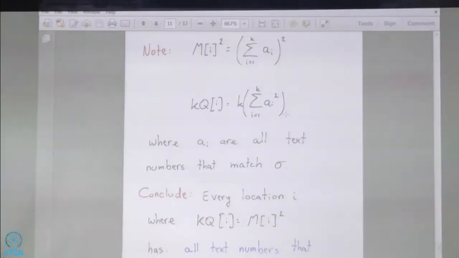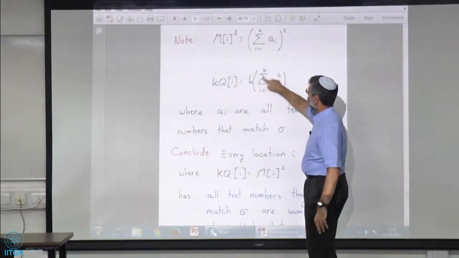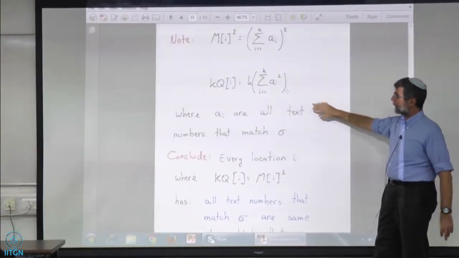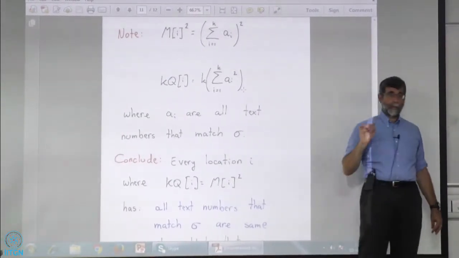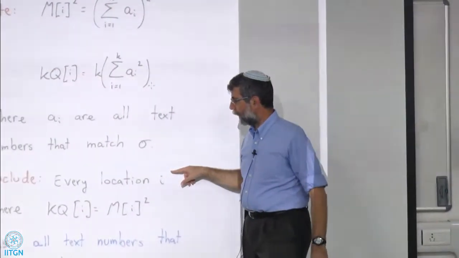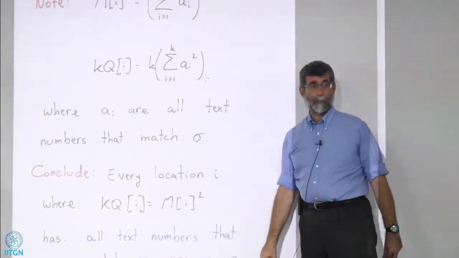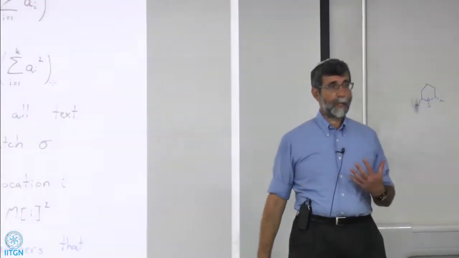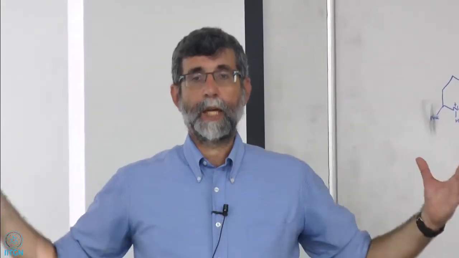Okay, as we had mentioned, Mi squared is the sum of Ai squared. KQi is K times the sum of the squares. So wherever the Ais are all the same, then that text number matches sigma. But we're not done. Why aren't we done? Because what we have established so far is every location where KQi is equal to Mi squared, it means that all the text numbers that match sigma are the same. But it's still not a bijection, because it could be that all the text numbers that match A are the same, and all the text numbers that match B are the same, but they're the same for A and B, so it's not a bijection. So we need to check that.